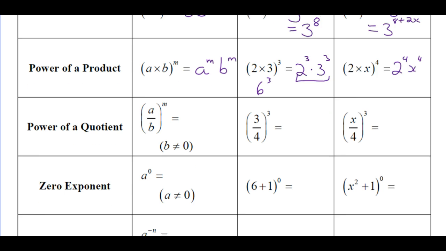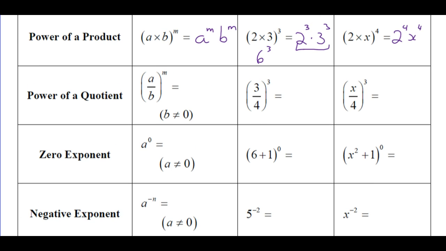So. Power of a quotient, as long as b isn't 0, because we know we can't divide by 0, right? Restrictions. It's just a to the m over b to the m. And that's 3 cubed over 4 cubed. And this one is x cubed over 4 cubed.